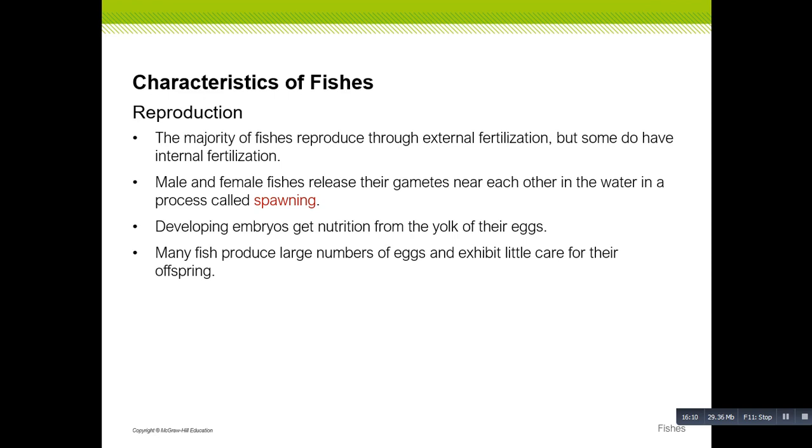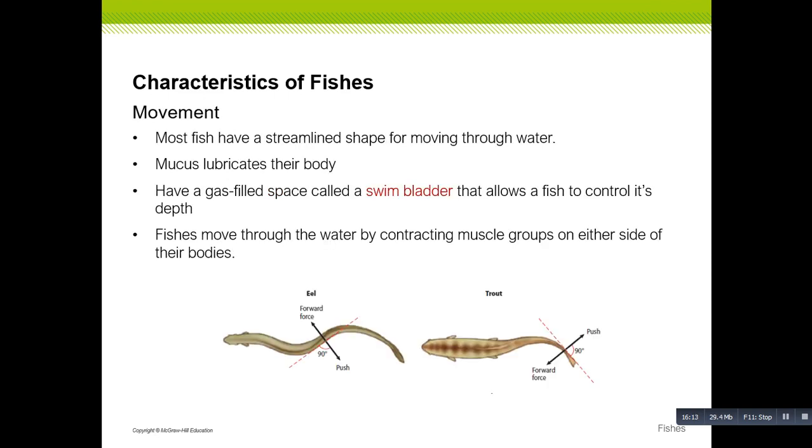For movement, we want to make movement as efficient as possible, so most fish are going to have a very streamlined body shape for moving efficiently through the water. Some of our fish are going to have mucus that lubricates their body, making it even easier for their body to move through the water. We also have several different types of fish that have a gas-filled space called a swim bladder. This is really important because the swim bladder allows a fish to control its depth so that it doesn't have to work quite so hard to stay at the top of the water column, the bottom of the water column, or somewhere in between.